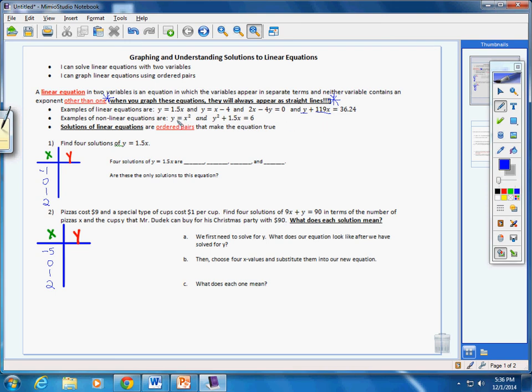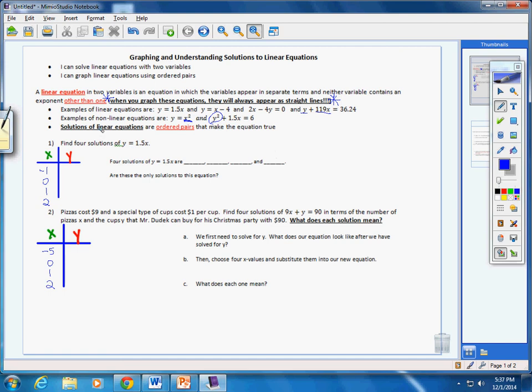You'll find out when we graph these things, yes, they would actually form straight lines. Now, a couple examples of nonlinear equations. Very simple. Y equals x squared. Yes, there are two variables, but we have a violation of one of our rules of a linear equation. Our x, our one variable, has an exponent that is other than 1. It's 2. So this guy is not a linear equation. Also, same thing over here. Y squared plus 1.5x equals 6. Well, our y has an exponent that is something different than 1. So this guy cannot be linear. If you were to graph it, you would find that it's not going to form a perfectly straight line.